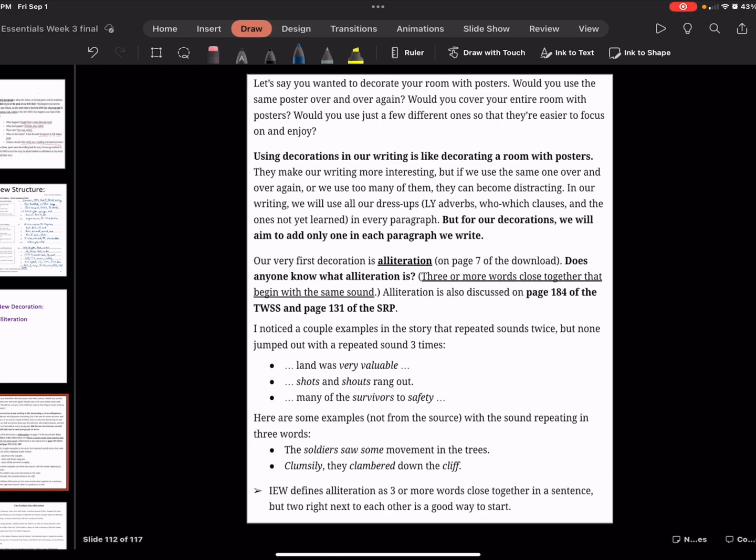Our very first decoration is alliteration. You have download information in the beginning of your IEW manual. It tells you how to download everything from the IEW website. So, does anyone know what alliteration is? Alliteration is 3 or more words close together that begin with the same sound. Alliteration is also discussed on page 184 of the TWSS and page 131 of the SRP.